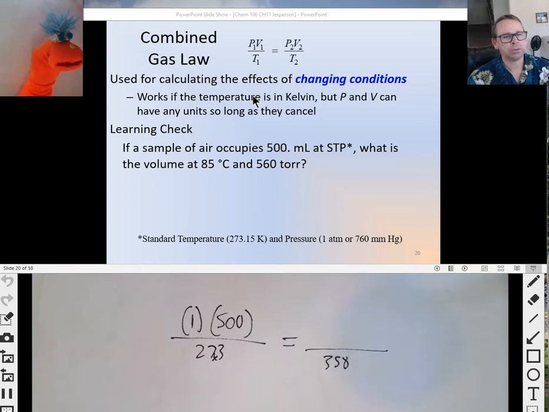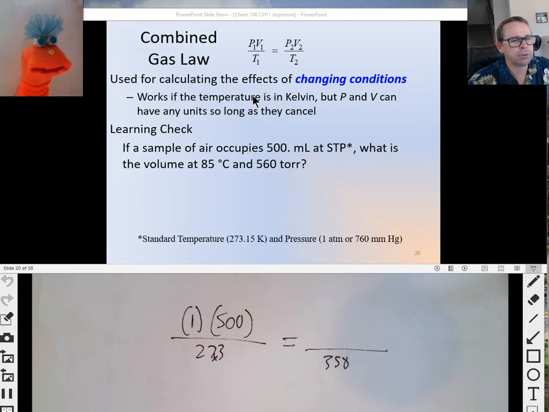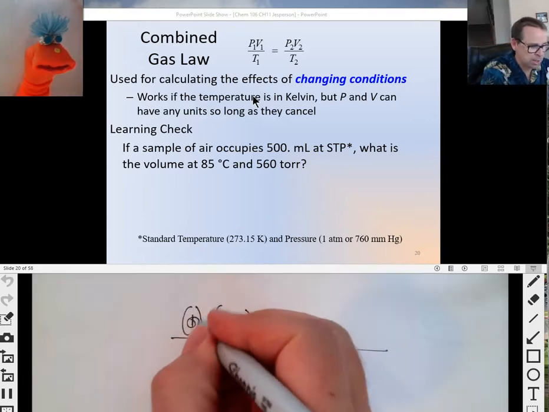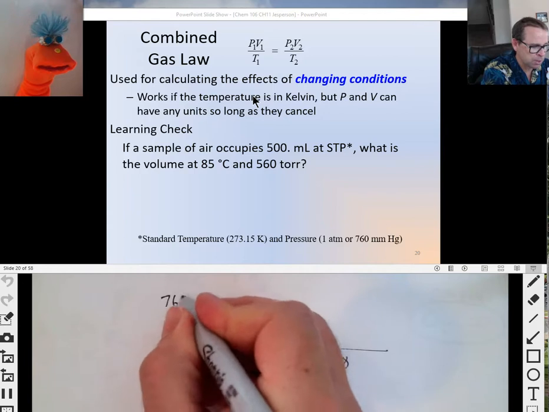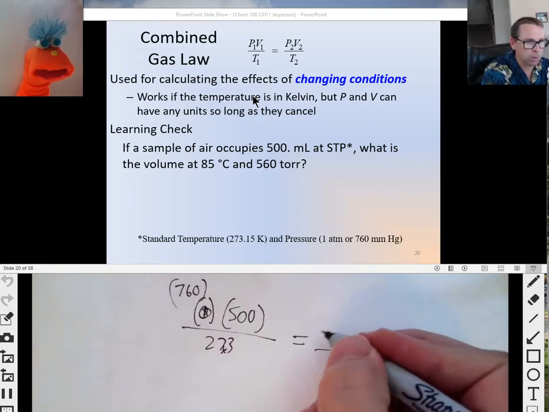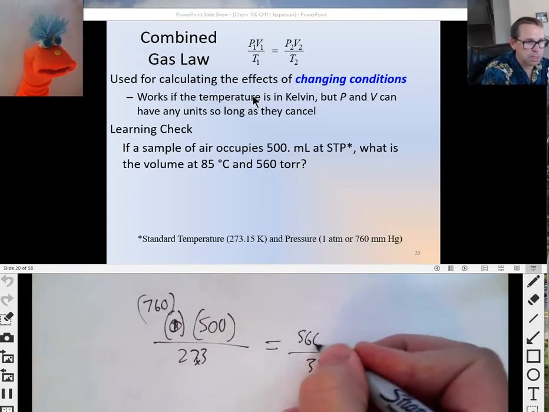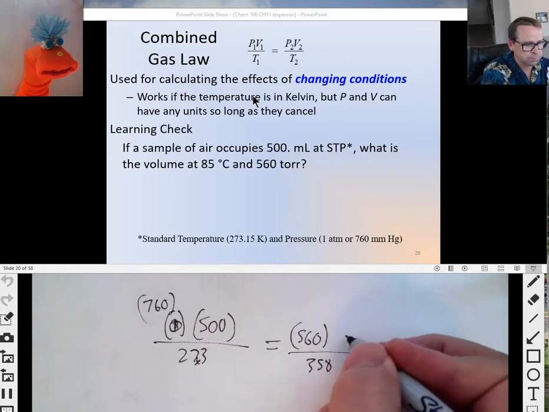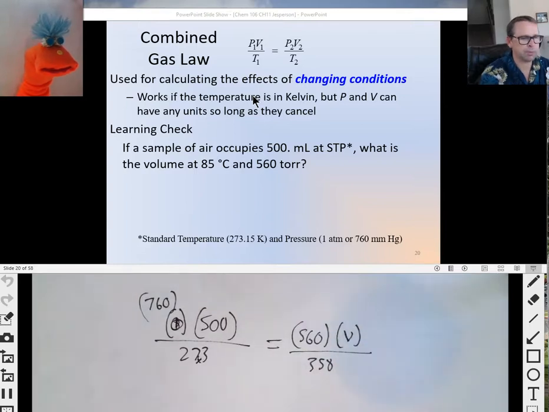What's our new pressure? 560 torr. How does that relate to atmospheres? Well, I know that I could change this. I know that 1 atmosphere is 760 torr. Is that all right? Okay, all right. So 560 torr. Then what? Well, then you just got to solve for the volume. That's right. So the volume is here left over.